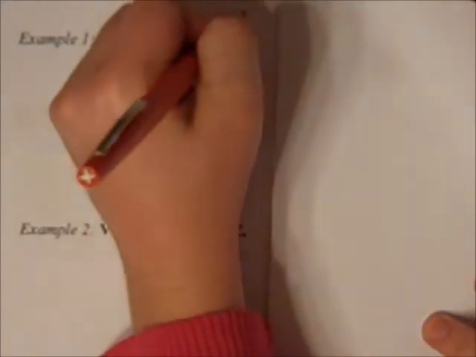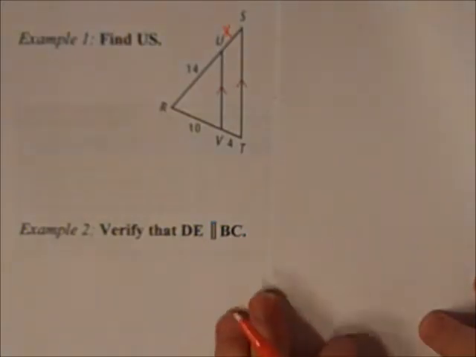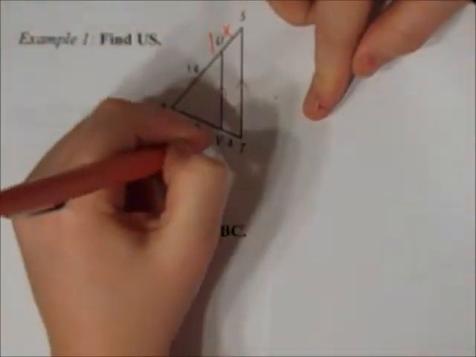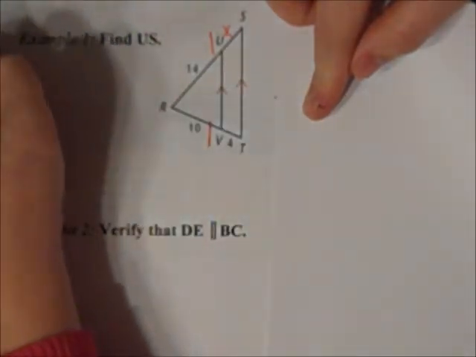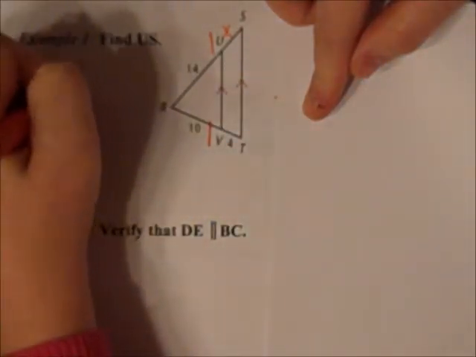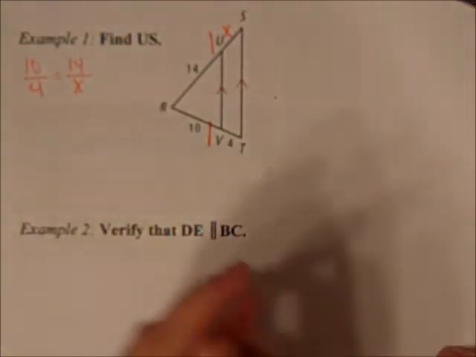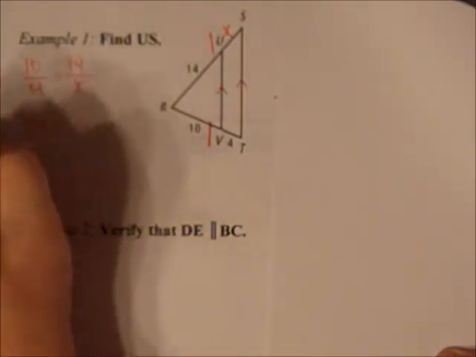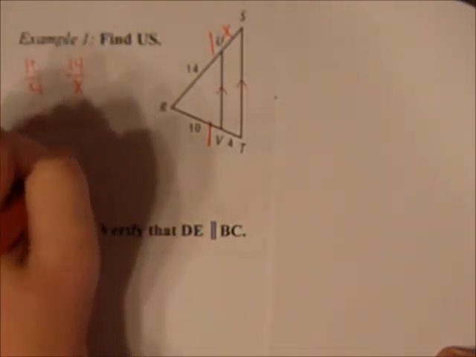All right, let's look at this first example over here. I want to find US. I'm going to put X here. You could just call it US, either way. If you tilt your head to the side, you can see the proportion as it is. 10 over 4 is equal to 14 over X. And then we can just solve. 10X is equal to 56, so X is equal to 5.6.